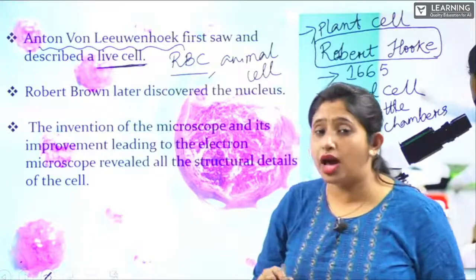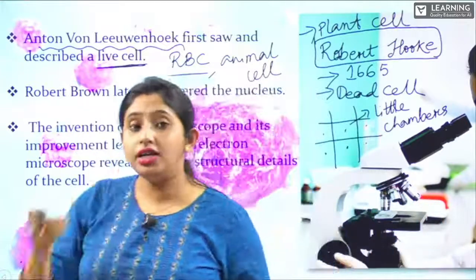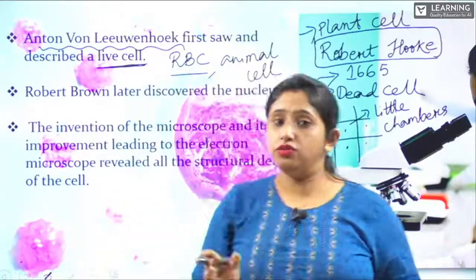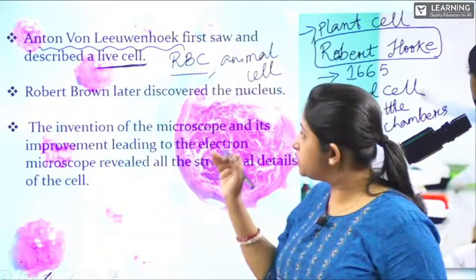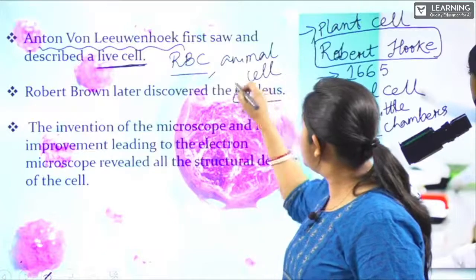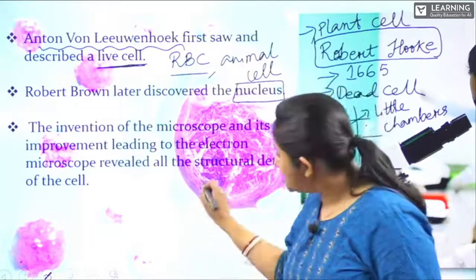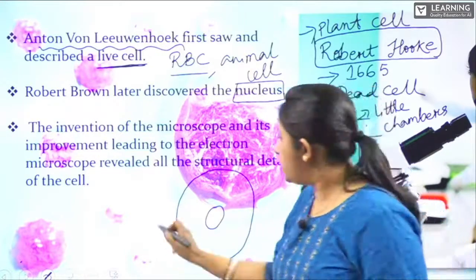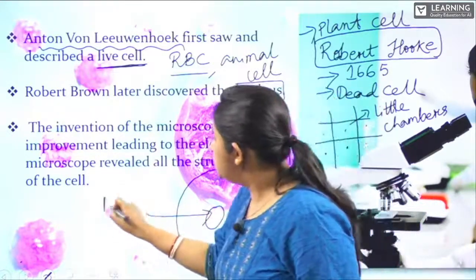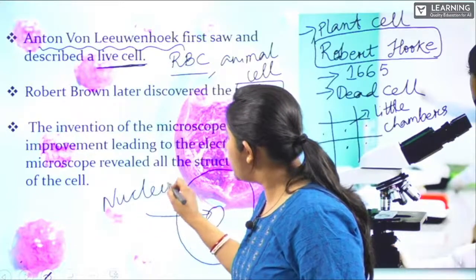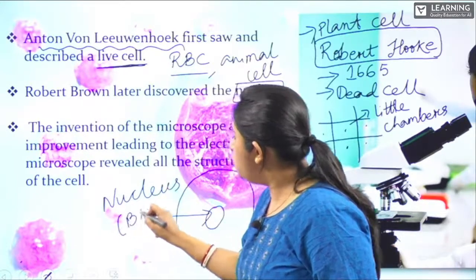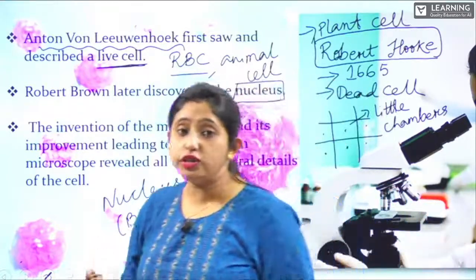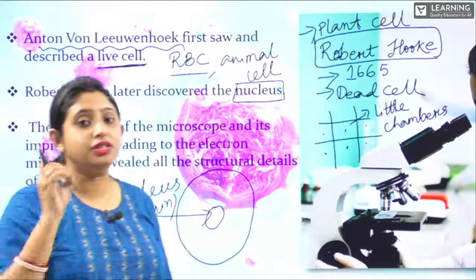So later on, what happens? Later on, there was another scientist known as Robert Brown. Robert Brown was the first person who discovered the nucleus inside the cell. So inside the cell, there is an organelle which is known as the nucleus. This is also called the brain of the cell. You know why it is called the brain of the cell? Because it is responsible for controlling all the activities of the cell.